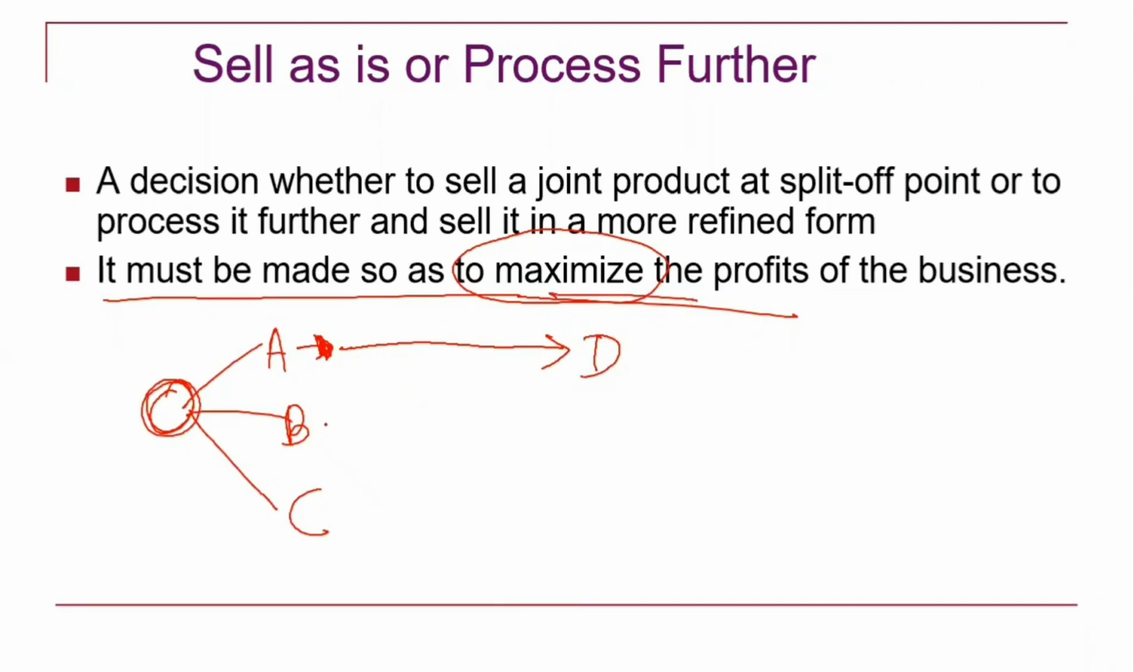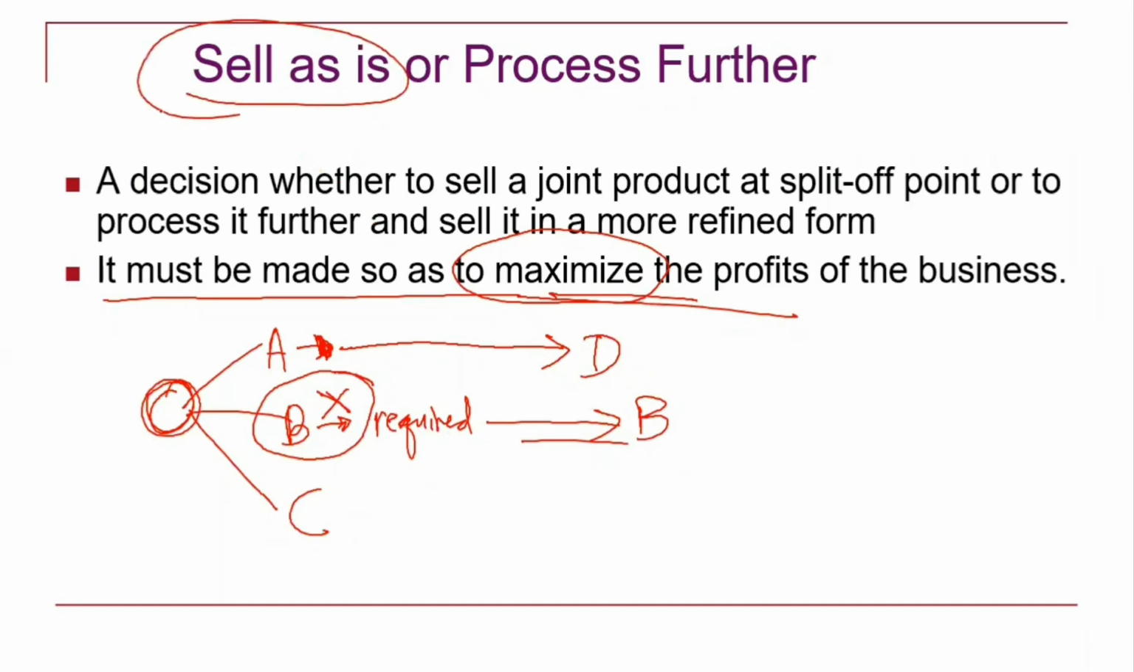Punta tayo kay product B. Si product B, hindi saleable at split off point. Ibig sabihin, required po siya to be processed further. At saka talaga mabebenta mo si product B. So, ibig sabihin, hindi kasama sa usaping sell as is or process further yung product B kasi nga required siya to be processed further. Kasi dito ang tanong, ibebenta mo ba as is o pa-process mo further? Walang sell as is dito because you cannot sell yung mga hindi pa tapos na product.